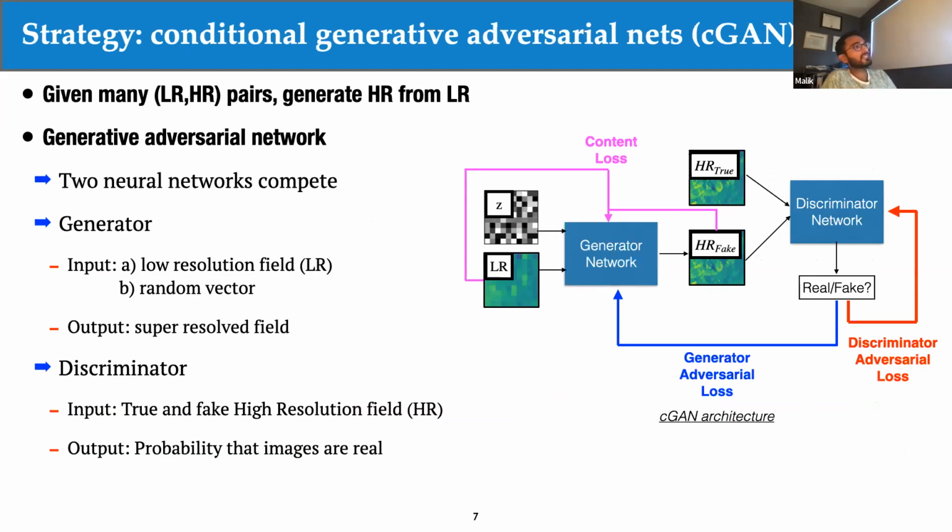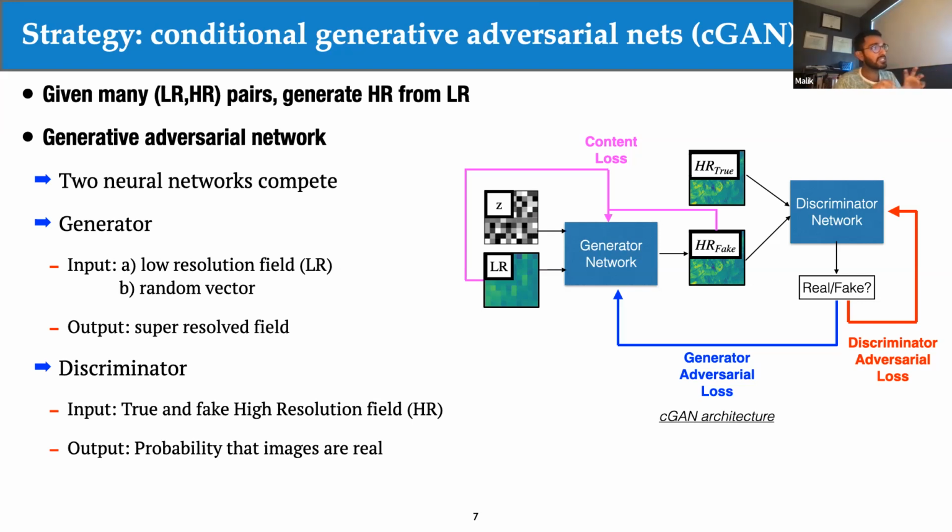So the strategy we're going to be using is conditional generative adversarial nets. It's a data-driven model. We're going to show many low resolution and high resolution pairs of data, and we're going to teach our model to generate high resolution using the low resolution input. A generative adversarial network, if you don't know what that is, works with two different neural networks that are going to compete against one another.